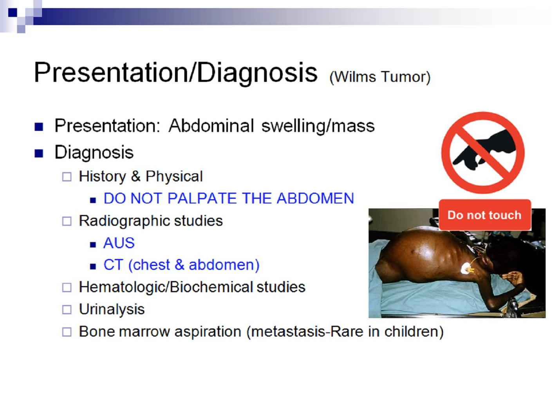Radiologically, in order to diagnose, we do abdominal ultrasounds, we do chest and abdominal CTs. Obviously, this tumor, because it's in the kidneys, can go up under the rib cage, which is why you need to do a chest CT. Obviously, we have to do hematologic, biochemical studies, urinalysis, and bone marrow aspiration. Metastasis is rare, but obviously you need to be monitoring for that because you wouldn't want to miss it.